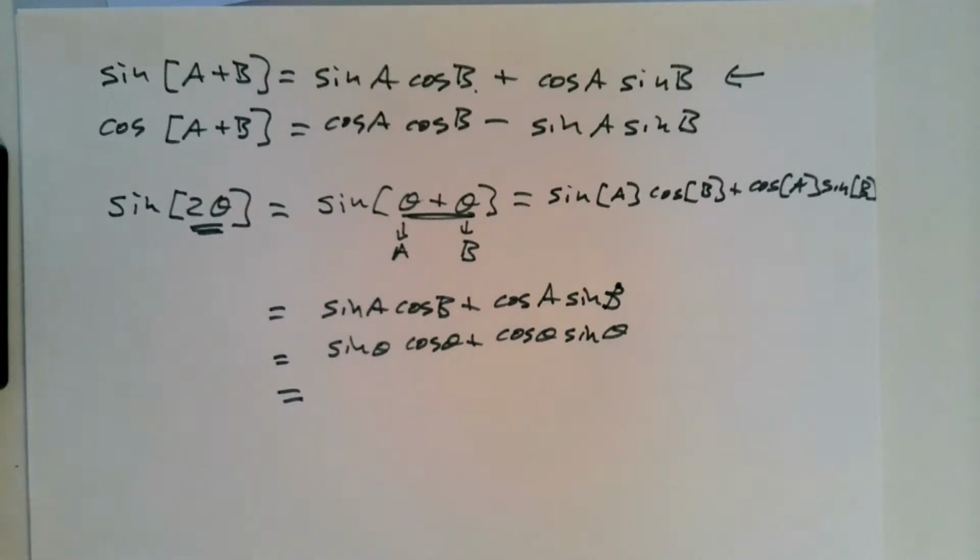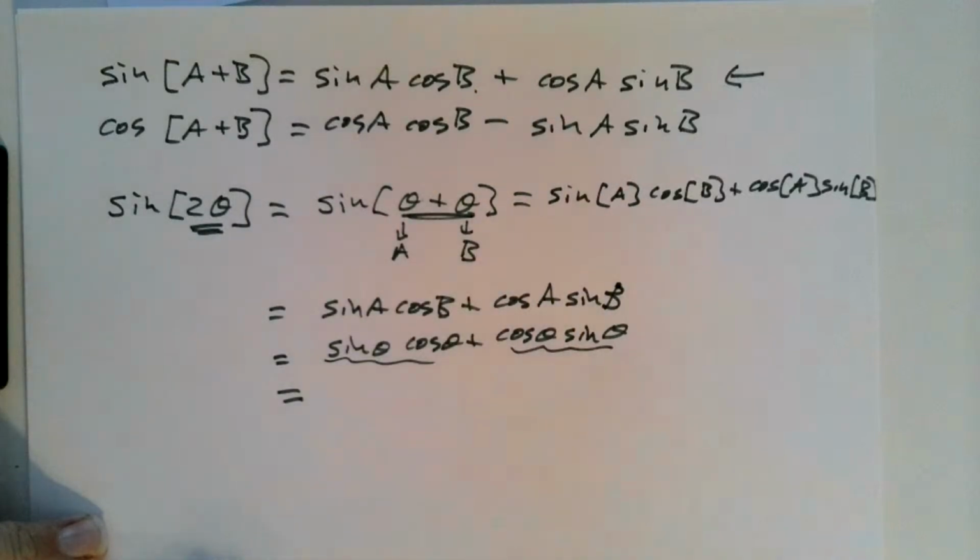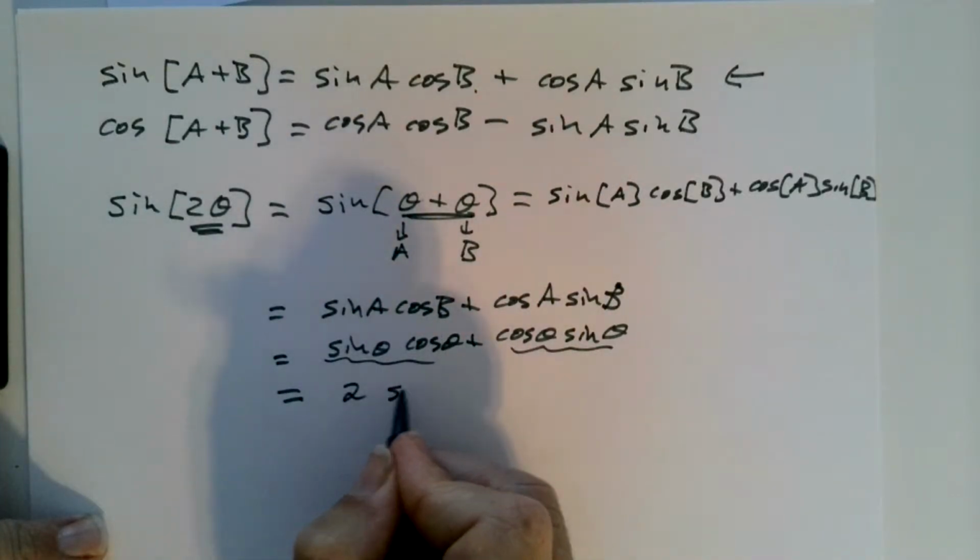Nobody. They're the same. Sine theta cos theta, sine theta cos theta. Just the order is switched. So the answer is 2 sine theta cos theta.